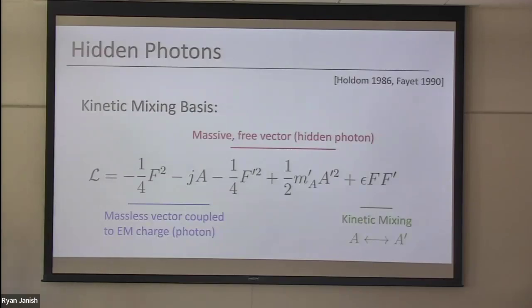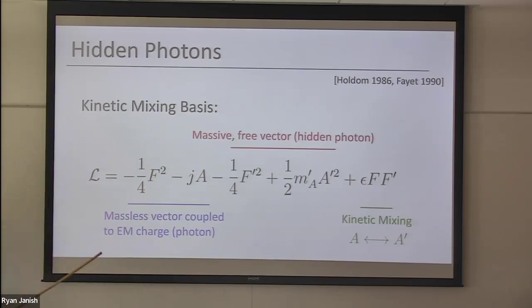So the goal here is to look for hidden photons. So first, briefly, what are hidden photons? This is a fairly simple extension of the standard model. We have a Lagrangian here. This piece here is familiar. This is just ordinary Maxwell theory, a massless vector coupled to electromagnetic charge.